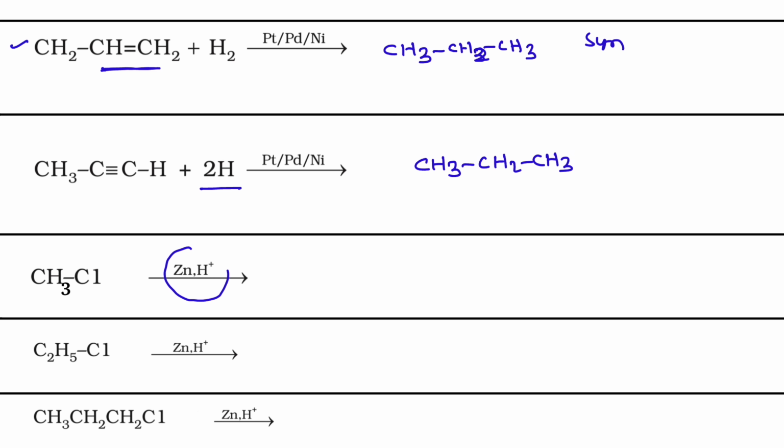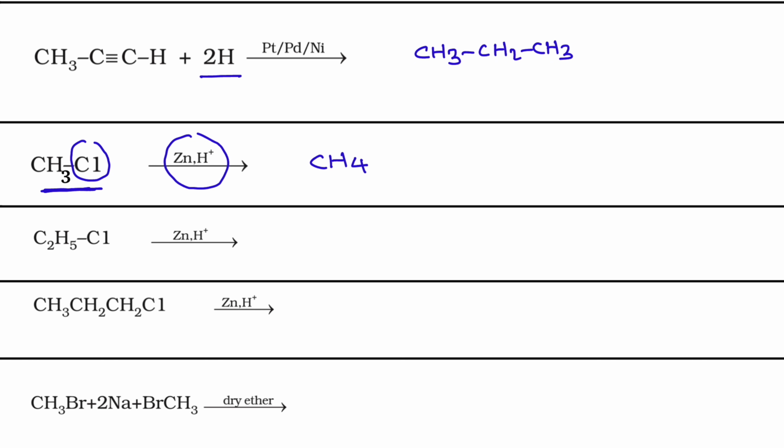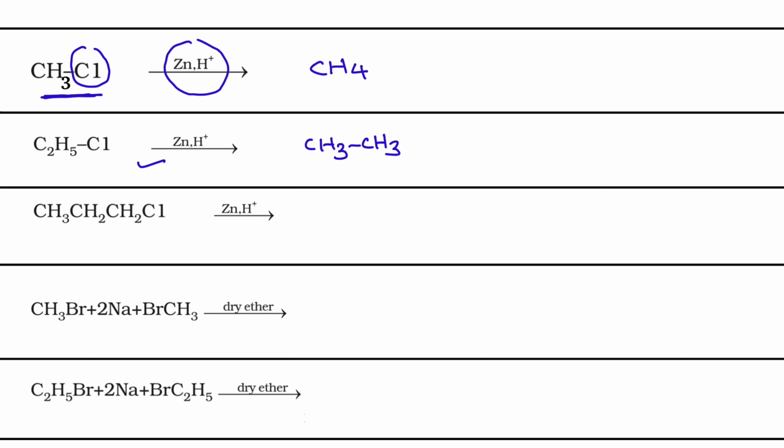And the next one is zinc with acid: zinc alcohol, zinc HCl, zinc acetic acid. The function of this reagent is that it reduces alkyl halide to alkane. However, the mechanism part is not given. So simply what you have to do is this chlorine should be replaced with a hydrogen. The length of the carbon chain will be the same. Same application, this will be CH3-CH3, the product is ethane.